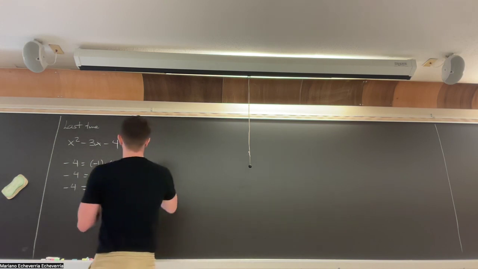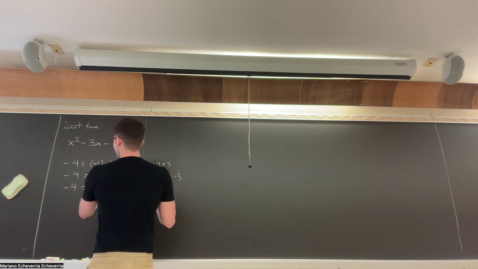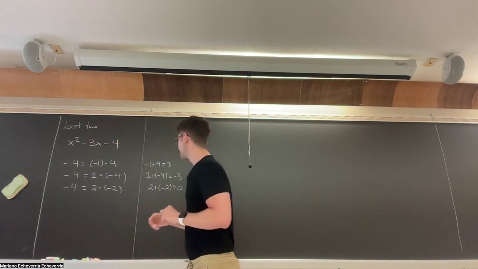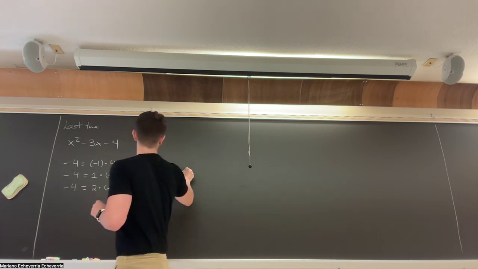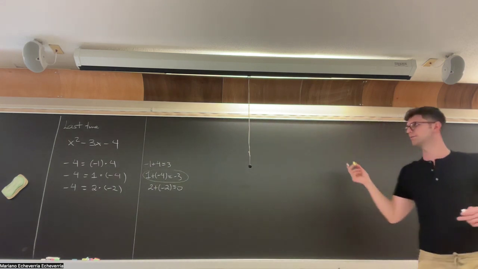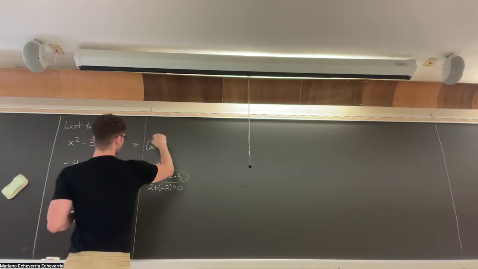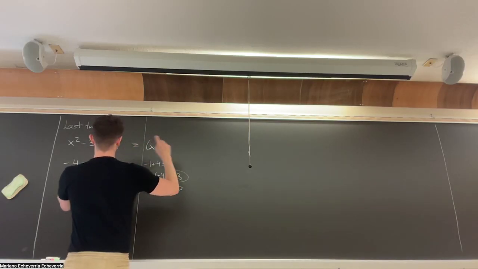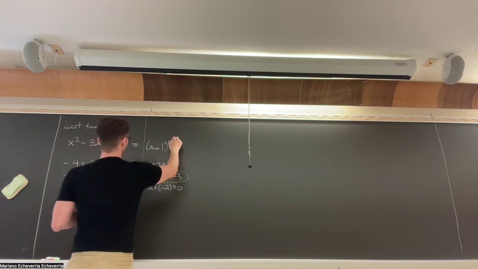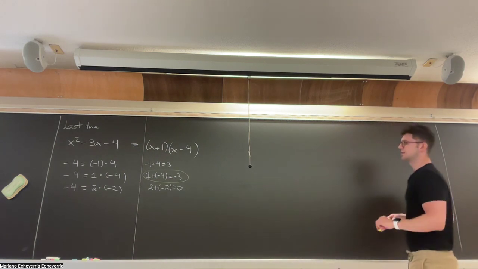So here -1 plus 4 gives 3. If you do 1 plus -4, you get -3, and if you do 2 plus -2, you get 0. So you can see the third option is the one that works, because that's the one that adds to -3. So the numbers end up being 1 and -4, and the factorization is x plus 1 times x minus 4. Okay, so that is how that is supposed to work.